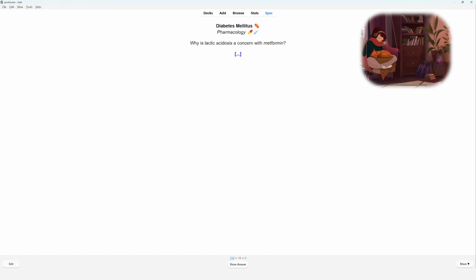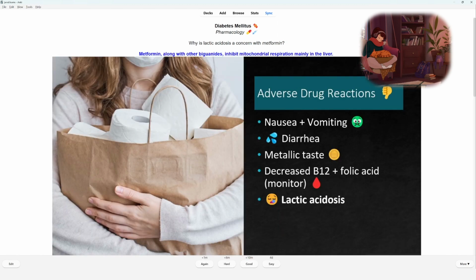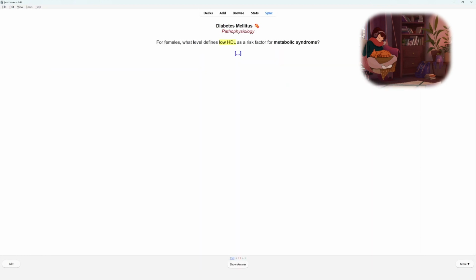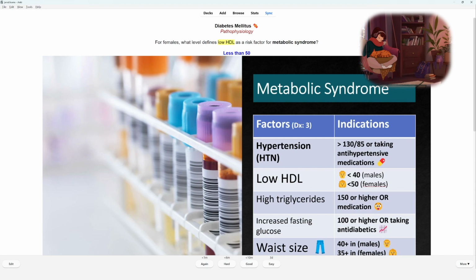Why is lactic acidosis a concern with metformin? Because it inhibits cellular mitochondrial respiration. Inhibits mitochondrial respiration. For females, what level defines low HDL as a risk factor for metabolic syndrome? Don't know. Less than 50.